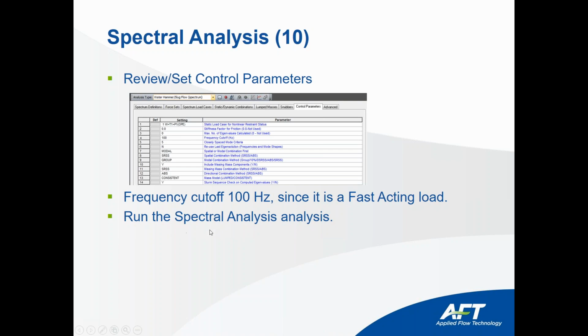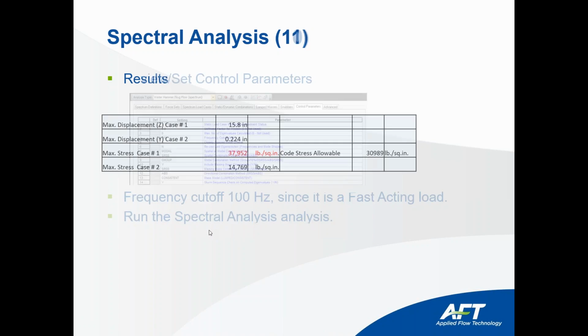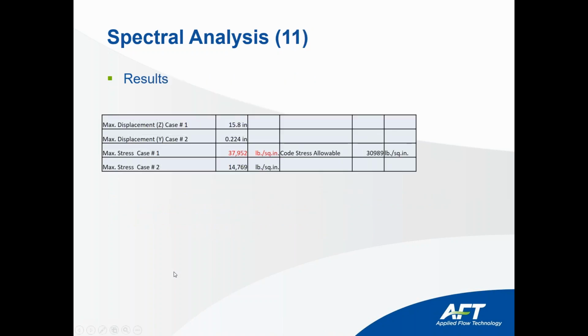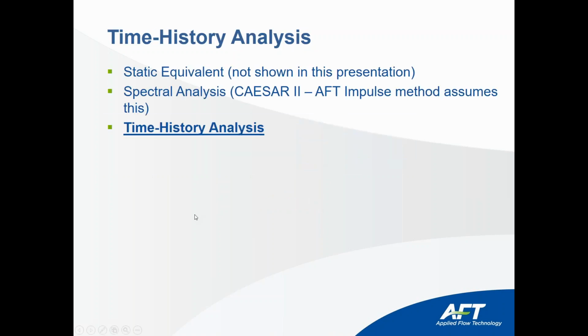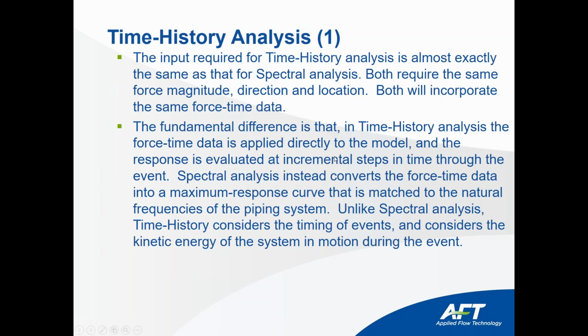So now you run the spectral cases, and what you get is, in case 1, an overstress of 37,000 pounds per square inch, with an allowable of 30,000 pounds per square inch. That means it fails by 22%. So now let's see how you would do the time history analysis.